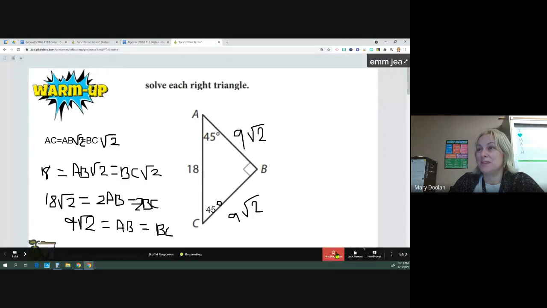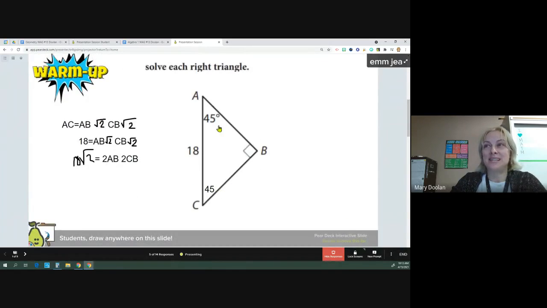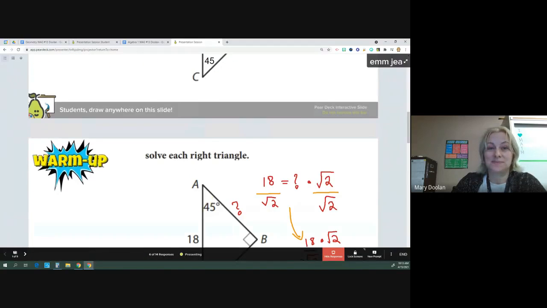Let's see what we came up with. Well, this person did a lot of work. Okay, so they filled in this missing angle here of 45 degrees. Okay, that should be the easy step, right? Because if this is 90 and this is 45, this third angle has to also be 45 degrees.